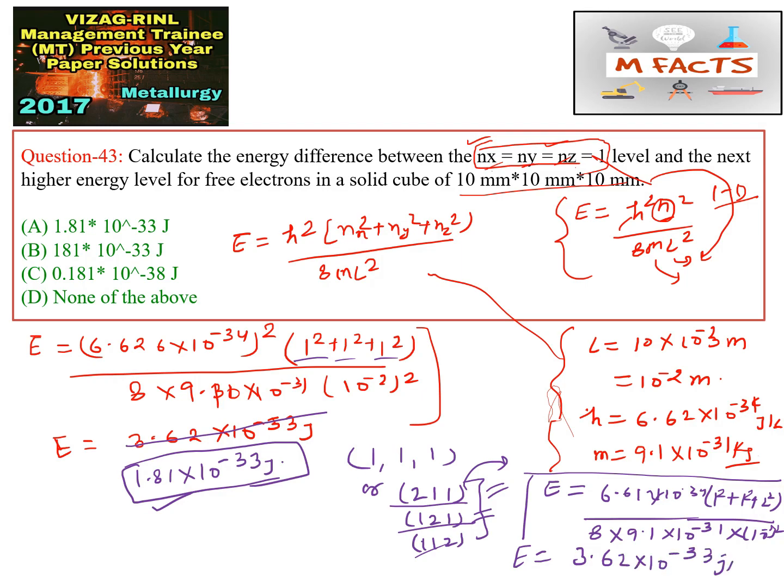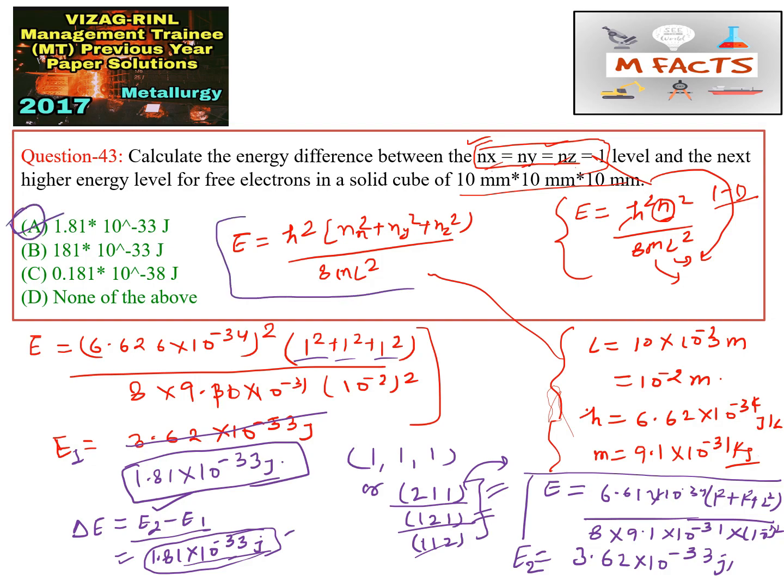So they are asking about the difference between this level and the next level. The next level is here, so this is E2 and this is the first level, so this is E1. How can we calculate the energy difference? Delta E is equal to E2 minus E1, and when we subtract E1 from E2, we get 1.81 multiplied by 10 power minus 33 joules. So this is the correct answer for this question. So A is correct.